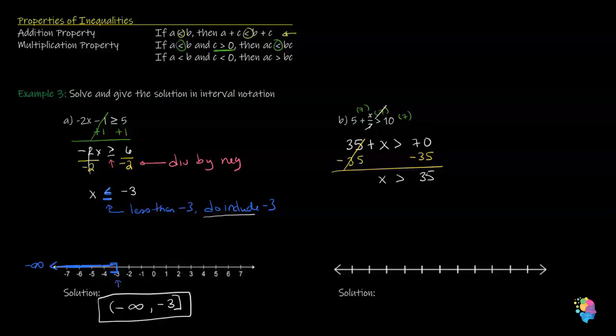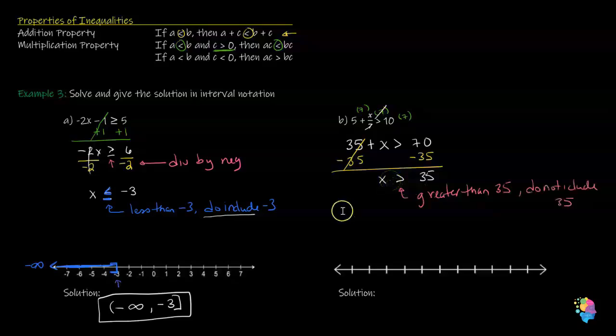All right, so x has been isolated. X is on its own. So I check the inequality. This is greater than that 35. But since it doesn't have that little line underneath it, I do not include the 35. Let's go to our number line.